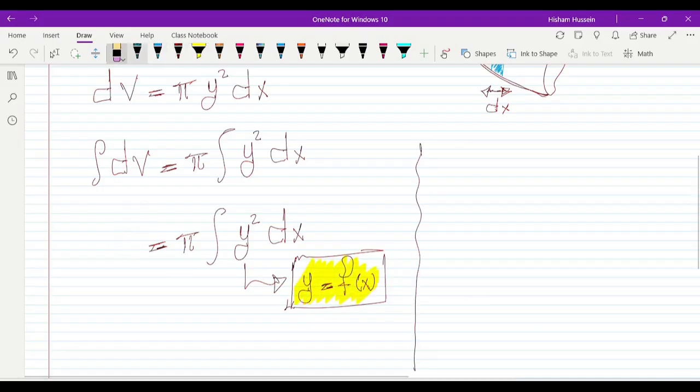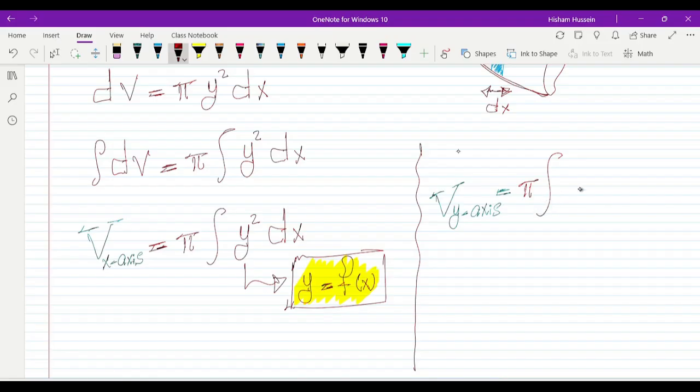This is the volume resulting from rotation about the x-axis. What if we would like to find the volume of a curve rotating about the y-axis? This equals pi times the integral of x squared dy, where x is a function of y.